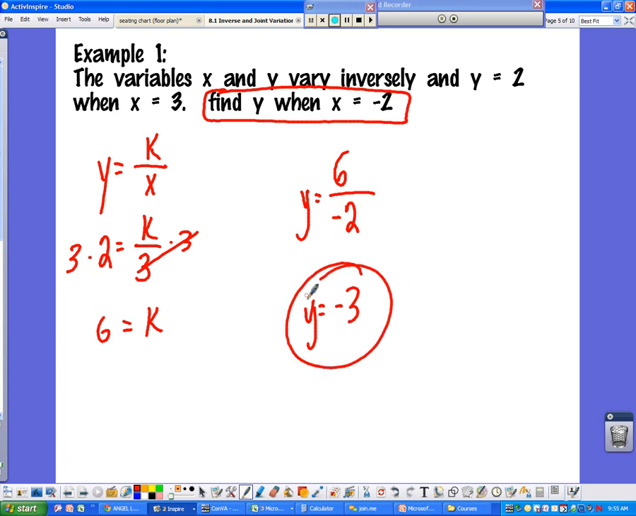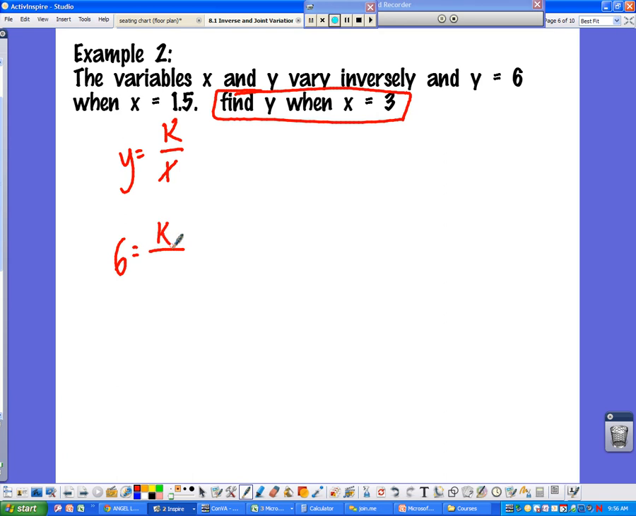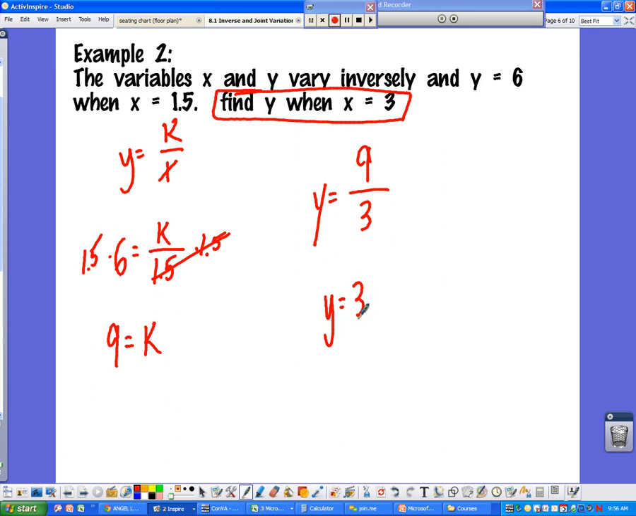Let's take a look at another example. You can have decimals and fractions in this. The part we're looking for is to find y when x equals 3. But before we can do that, we have to find out what that constant is that I've got to divide my x by. If y is 6, k is what I'm looking for, and x is 1.5, I multiply by 1.5. So 6 times 1.5 gives me 9. So I know my k is 9. Now I've got to find my new y if k is 9 when x is 3. So you find out that y is 3.